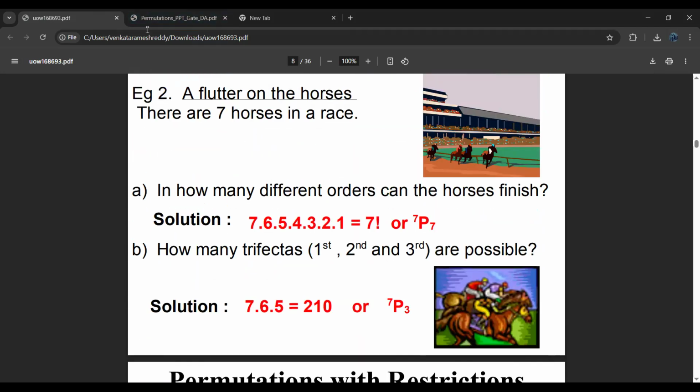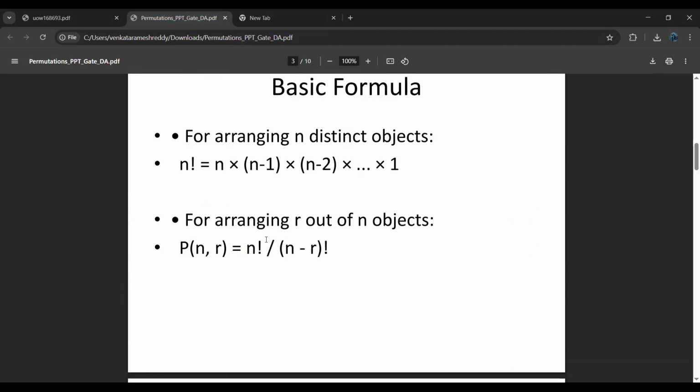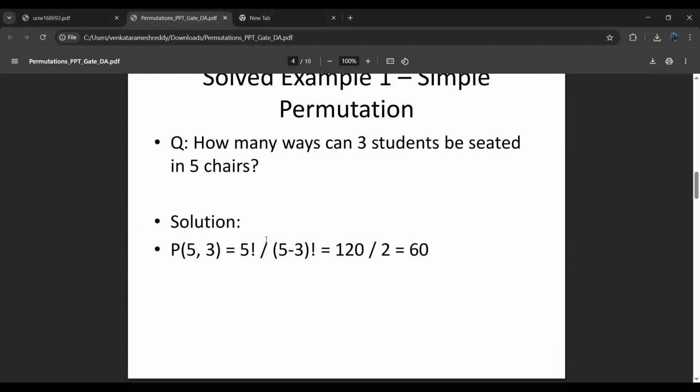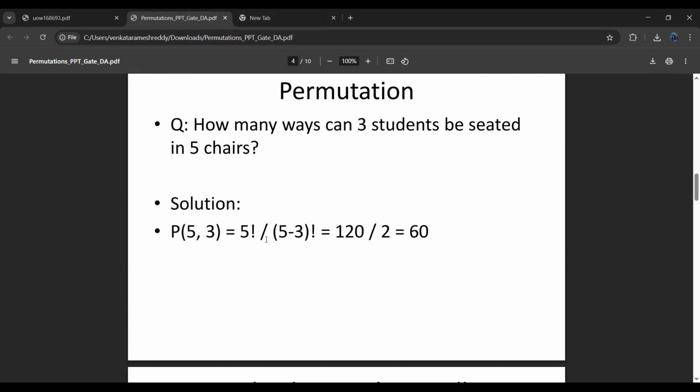And also we'll see under generalized examples. How many ways can three students be seated in five chairs? It means there are five chairs. Out of five chairs, in how many ways can we seat these three students? So 5P3, because out of 5 chairs we are using only 3 for the students. That's why we are using 5P3.